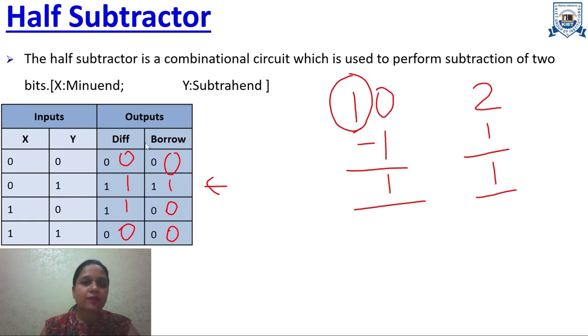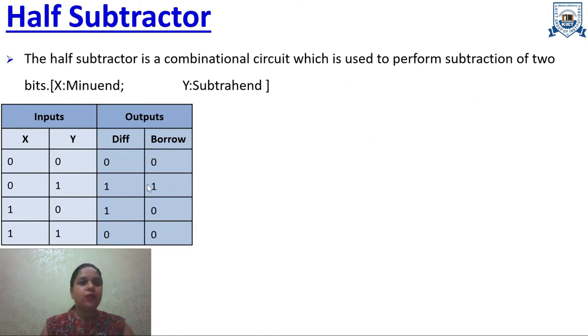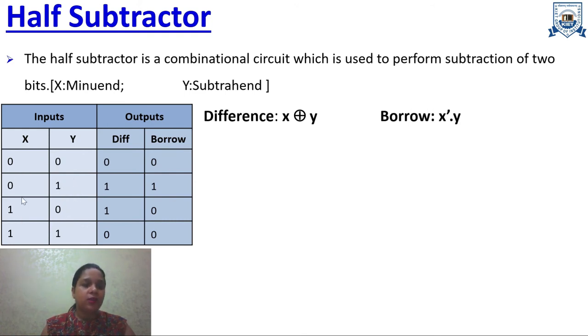Wherever we need a borrow, we have to write 1 over here, and here we will write the difference. So now with the help of the truth table, we can design the Boolean functions. This will be the Boolean function. Let's see how these are generated. See, for the difference the output is 0, 1, 1, 0. So the output is high when one of the inputs is high. So which input and output relationship was this? It was XOR. So it's very simple: X XOR Y produces the difference.